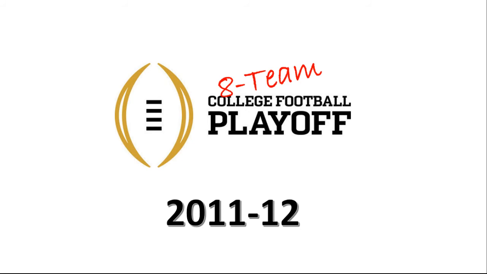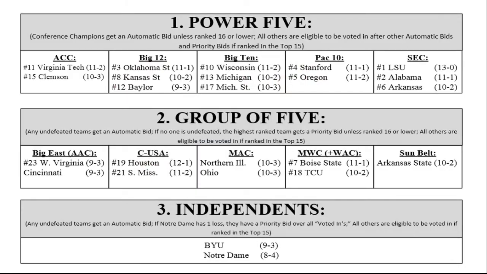Anyways, in 2011, all 5 Power 5 conference champions were ranked in the top 15, which usually occurs every year. No Group of 5 or independent team went undefeated, so we stopped the automatic bids with the Power 5. So we move on to priority bids. Since no Group of 5 team went undefeated, we identify the highest ranked Group of 5 team, and that is Boise State. They're ranked in the top 15, so they're in.